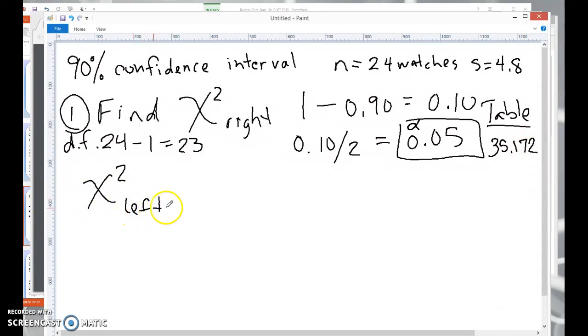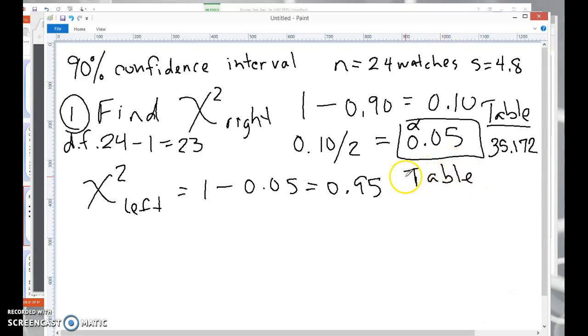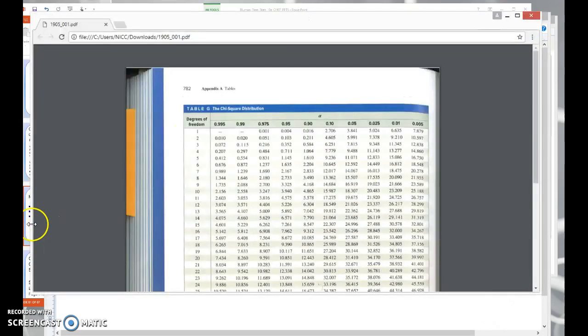Then to find chi-squared left, I take my alpha, which was that 0.10, 1 minus 0.05, and I get 0.95. Notice that with chi-squared right and chi-squared left, you add them together, it equals 1. Okay? Now let's go to the table and look for that 0.95 and our degree of freedom of 23. We already had the 0.05. 13.091.